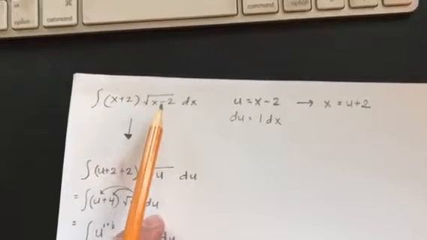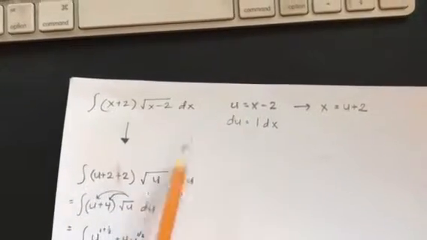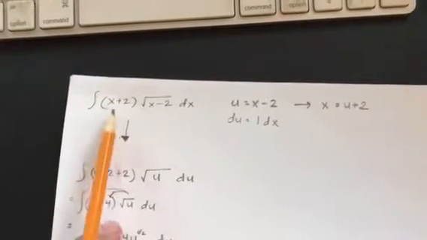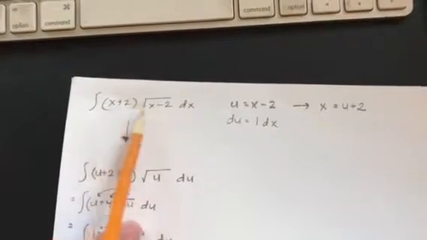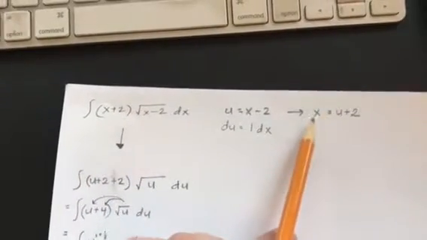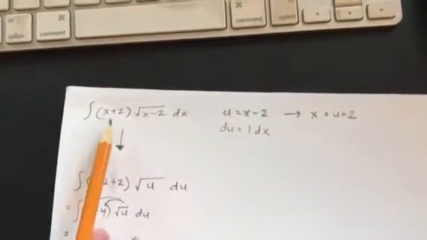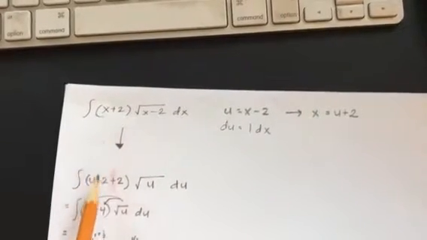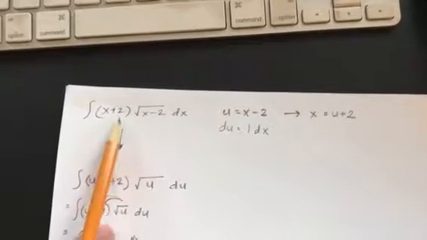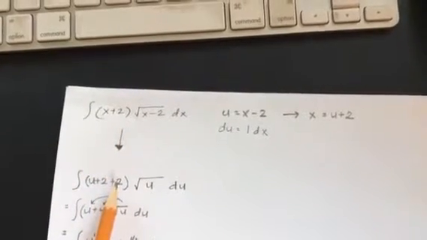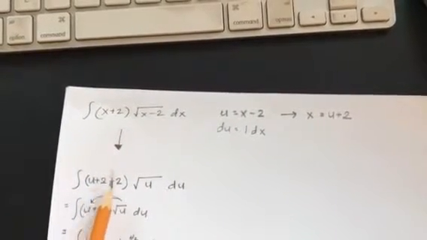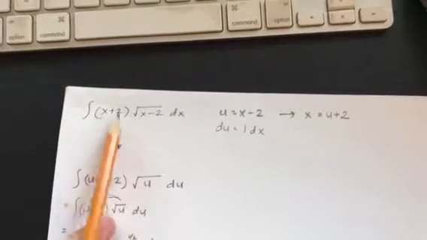So this x minus 2 is taken care of here with the u, hence I replaced that there. This x plus 2, I can't necessarily take care of that with my u, but now I know how to rewrite x in terms of u. So I can rewrite that as u plus 2. So this x gets replaced with u plus 2, and then this plus 2 stays here in this problem. So it becomes u plus 2 for x, and then plus 2, just as you see it here.